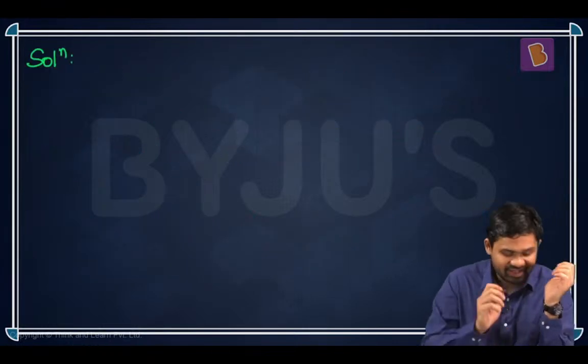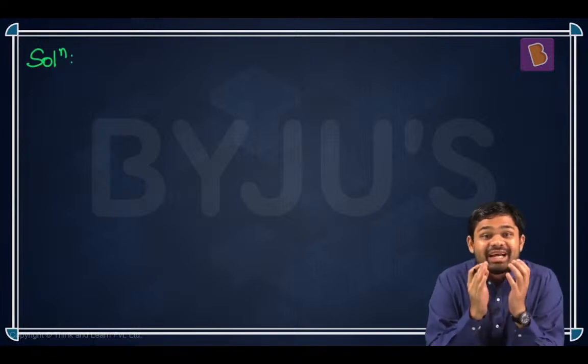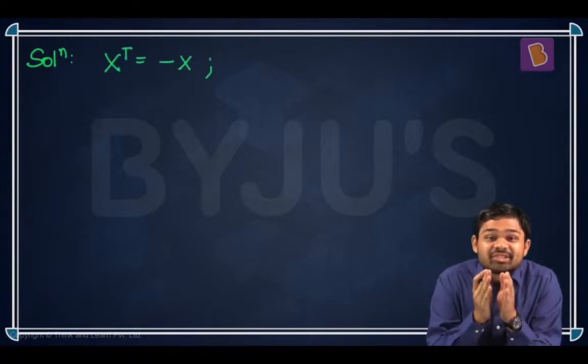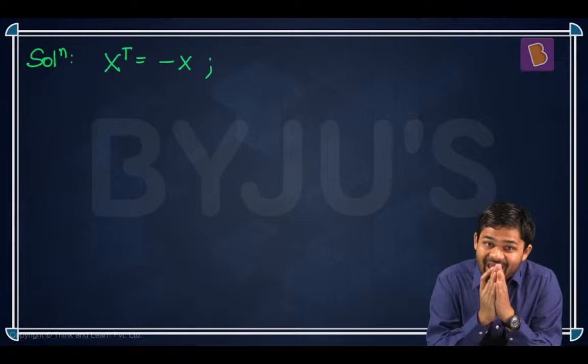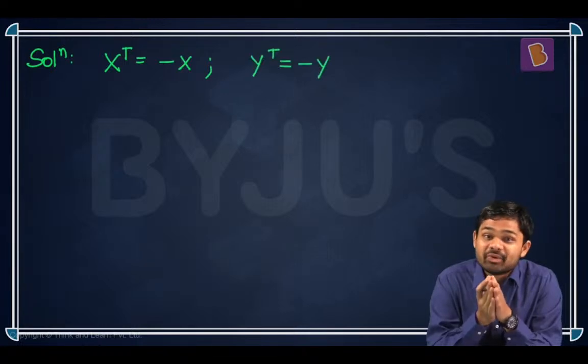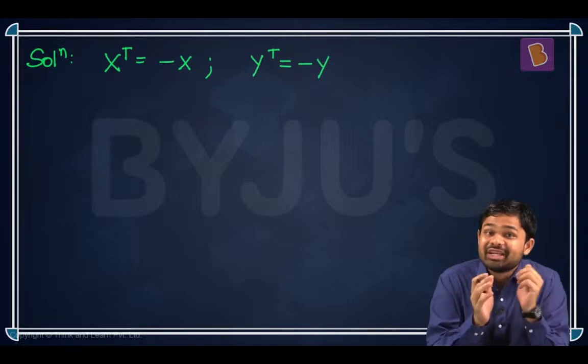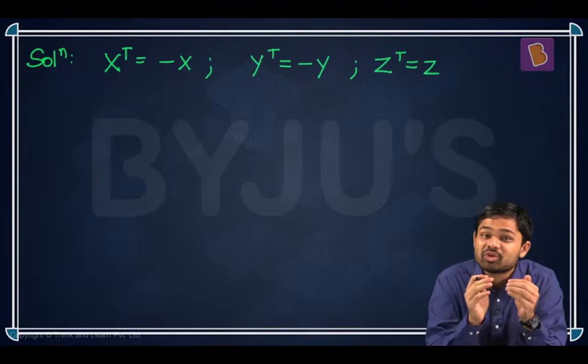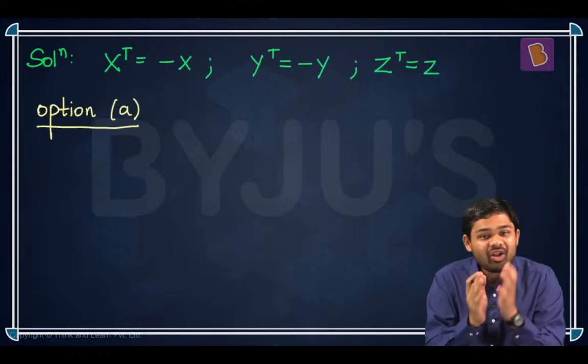First, what have they given us? They've told us that matrix X and matrix Y are skew-symmetric. What does this mean? This means that X transpose is equal to minus X and Y transpose is equal to minus Y. They've told us in addition that Z is a symmetric matrix, and this means that Z transpose is equal to Z. Now let's look at option A.